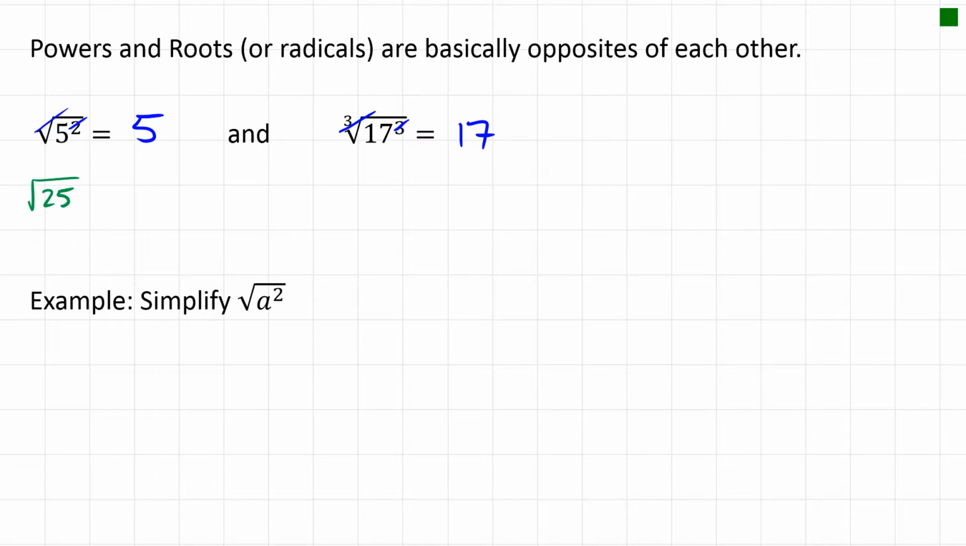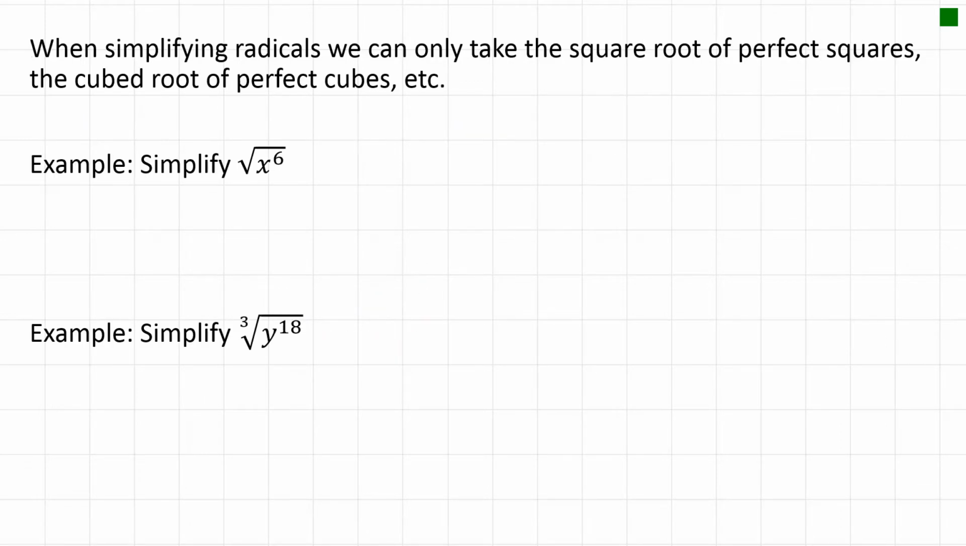Now if we have a radical expression with a variable in it, like the square root of a squared, we know that these are going to cancel each other out, or undo the operation of the other. So simplified, this would be just a. When we're simplifying radicals, we can only take out the square root of perfect squares or the cube root of perfect cubes. Let me show you what I mean by that.